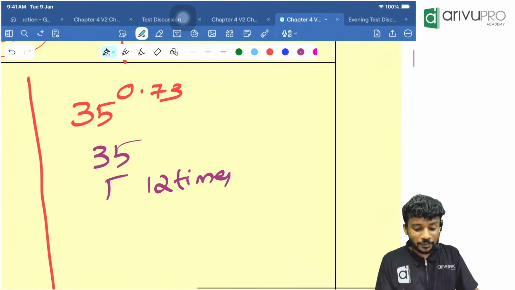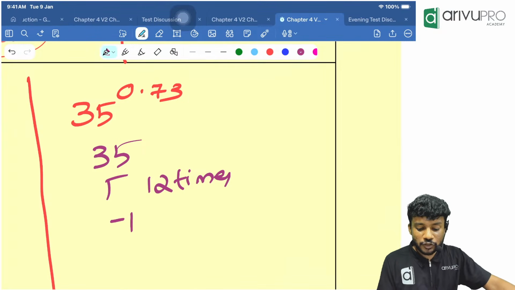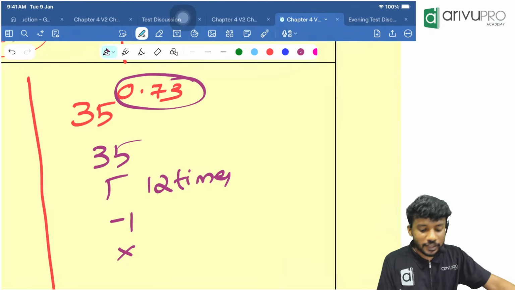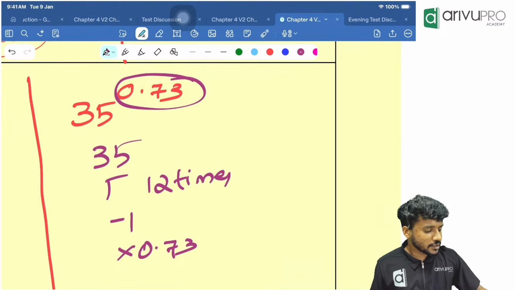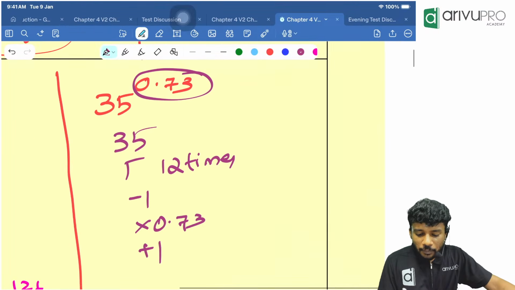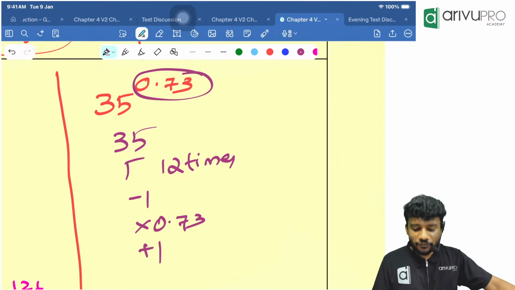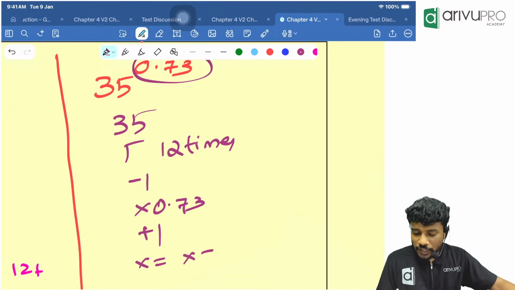No. What is the next step, people? Minus 1. Type minus 1. Then, into power. What is the power over here? 0.73 is the power, into 0.73. Then what, people? The opposite of minus 1 is what? Plus 1. Add 1. Then finally, the opposite of root is what? Into equal to.